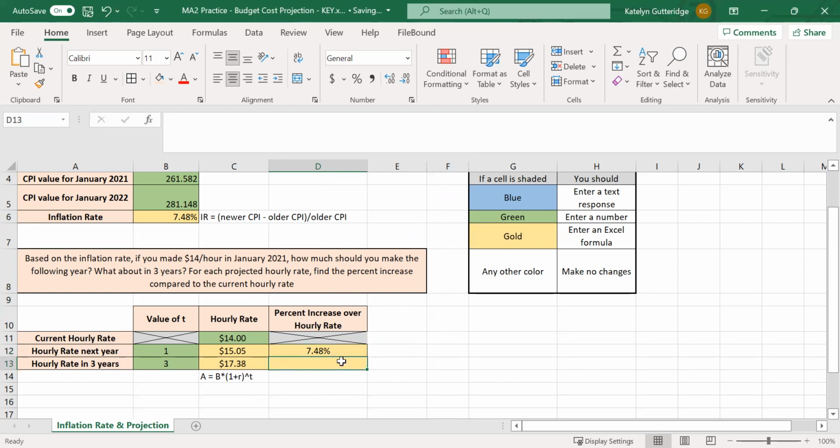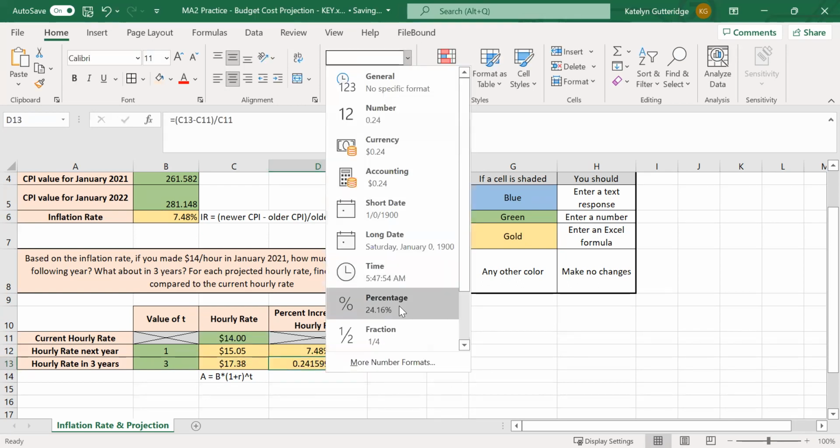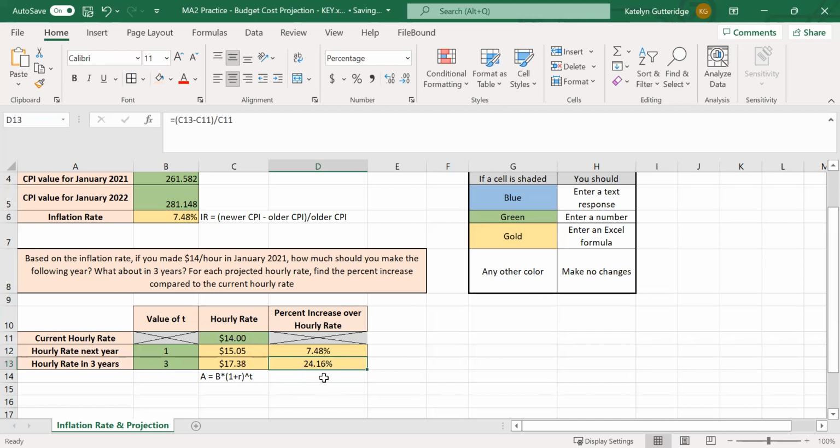Now, after 3 years, it's not going to be 7.48%. We've increased more because we've applied a 7.48% raise every year for 3 years. So after 3 years, how much has our money gone up? Again, we'll follow the same idea of a formula. Start with that equal sign, open the parentheses, click on that hourly rate after 3 years, type your minus, click on the 14. We're comparing this to the original hourly rate of 14. Close the parentheses, type your slash, click on that 14 again. We'll get out a decimal, format it to a percentage, and we get 24.16%.